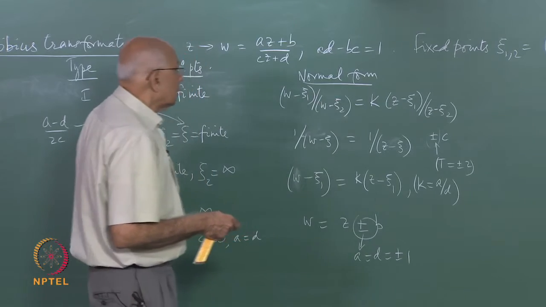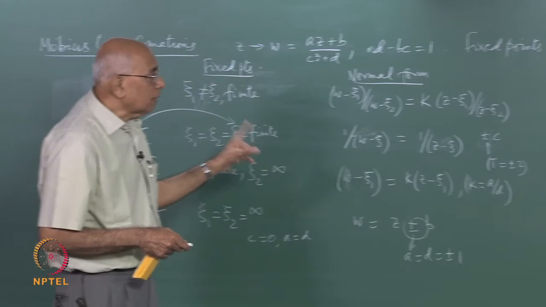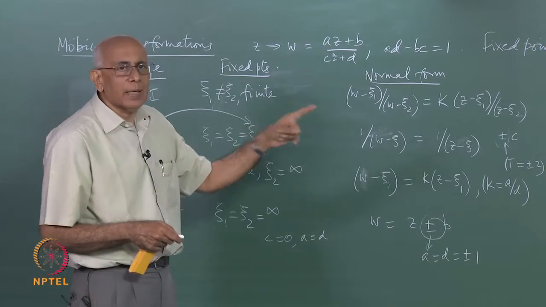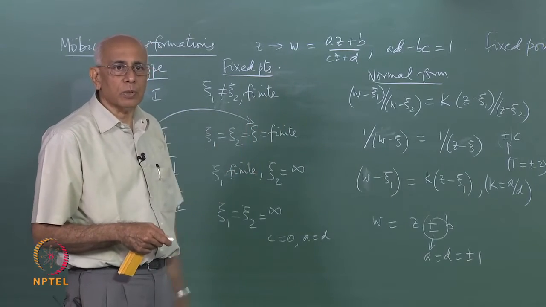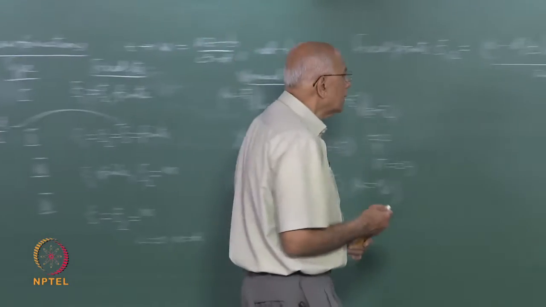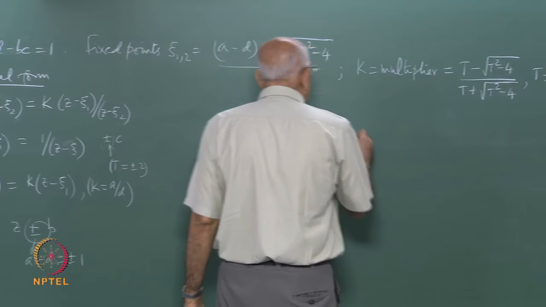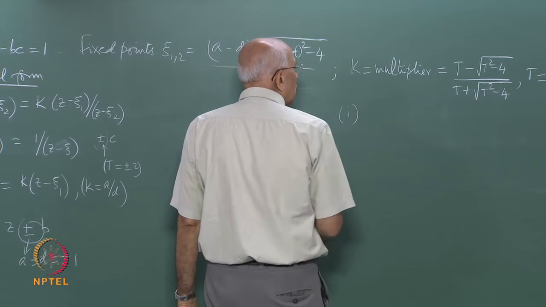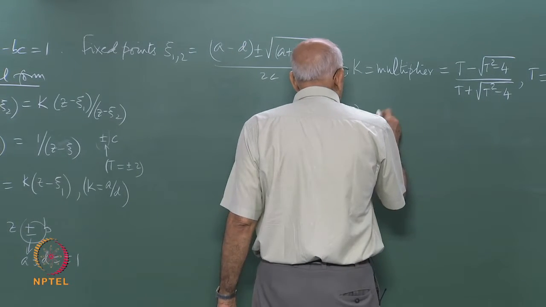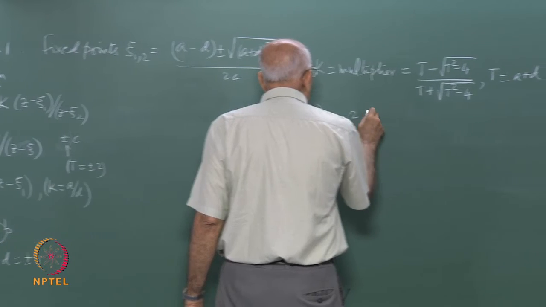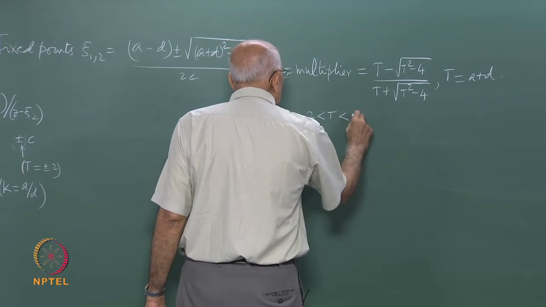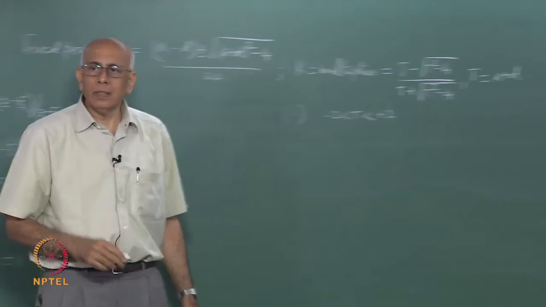Okay. Now all of this is guided by the fact that k determines essentially what happens to the flow, this multiplier, and there are 3 possible cases, or 4 possible cases. First case is when minus 2 less than t is less than plus 2. So t is real.